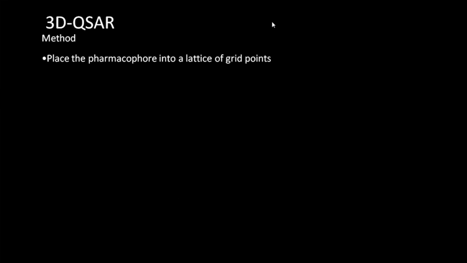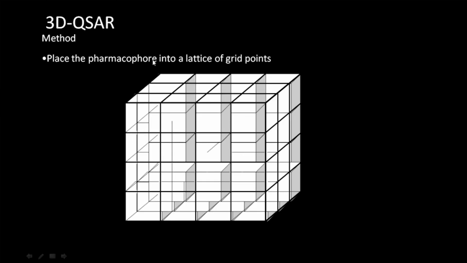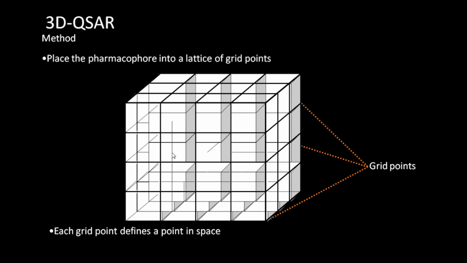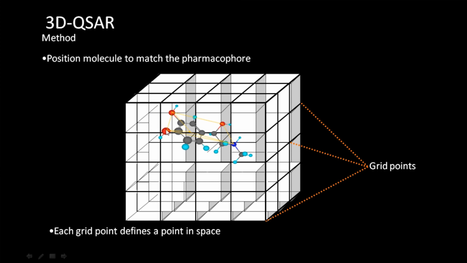Then you place the pharmacophore into a lattice of grid points. We may have a rectangular box that you divide into lots of small grids, and then you place your molecule inside. These are the grid points. Each grid point defines a point in space. You position the molecule to match the pharmacophore, so that the pharmacophores are matched exactly on some grid points.